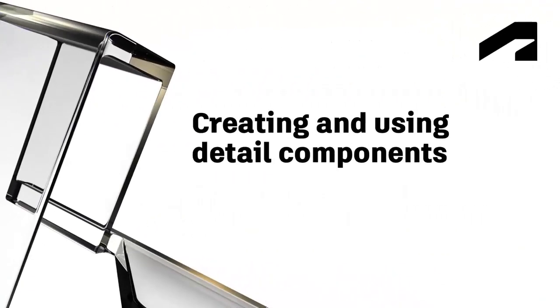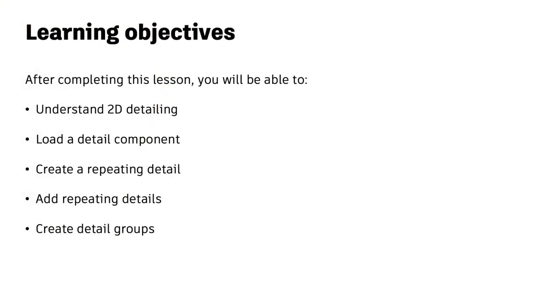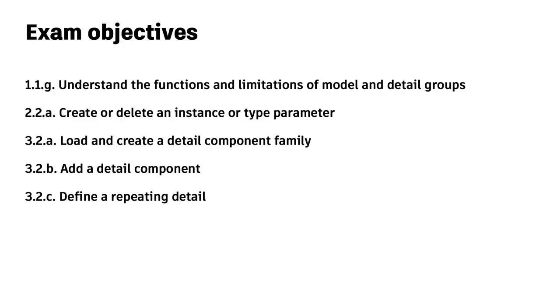After completing this lesson, you'll be able to understand 2D detailing, load a detail component, create a repeating detail, add repeating details, and create detail groups. The objective domains covered are 1.1g, understand the functions and limitations of model and detail groups, 3.2a, load and create a detail component family, 3.2b, add a detail component, and 3.2c, define a repeating detail.